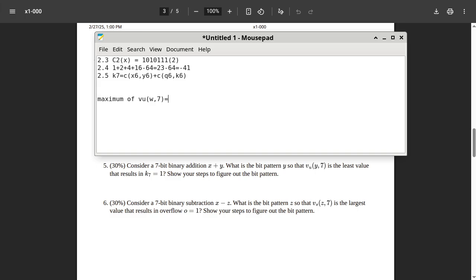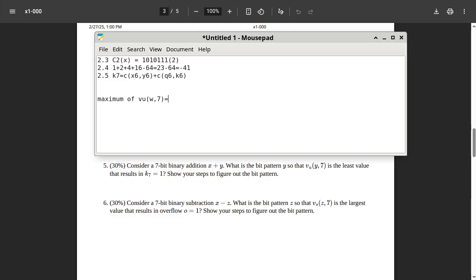So we want the sum to be just one more than 127. So now you have to think about, okay, what is VU of x? We have determined that already, which is 41. So we want to add 41 to some value so that the result is just barely more than 127. What number is just barely more than 127? 128. Okay. So the actual question is now asking, what is y when 41 plus y equals 128?